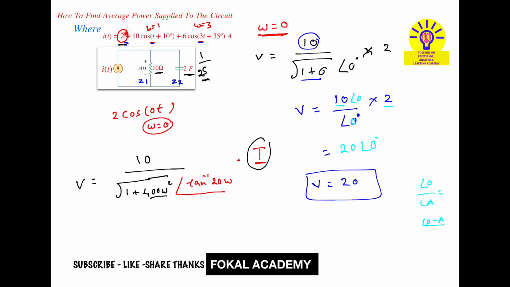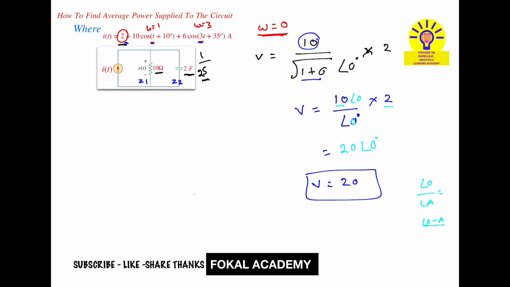Means this signal having 0 degrees phase. Okay, so for the voltage, the DC signal is 20. Now find the corresponding signal for this at omega equal to 1. Here omega is 1. So note this value here. At omega equal to 0, we have voltage is 20.